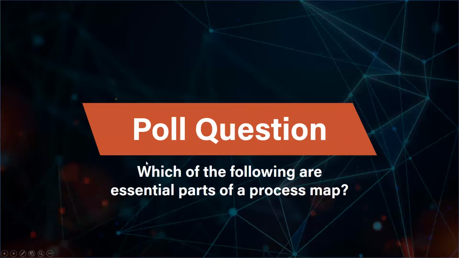That does bring us to our third poll question. And just an additional reminder to the CPAs out there, please make sure you participate in this third question as well. Which of the following are essential parts of a process map? Decisions and tasks, the units responsible, the timeline, or the always important snacks?